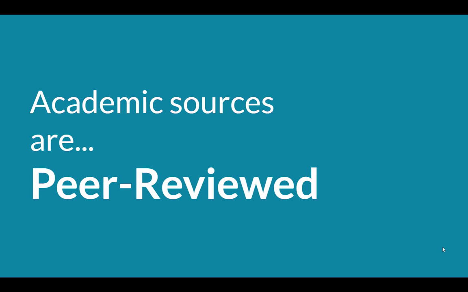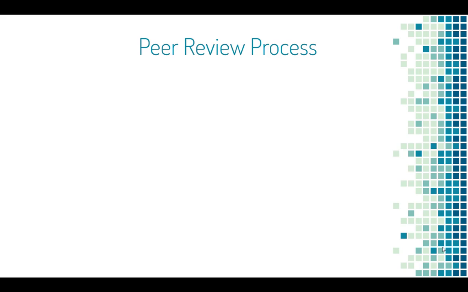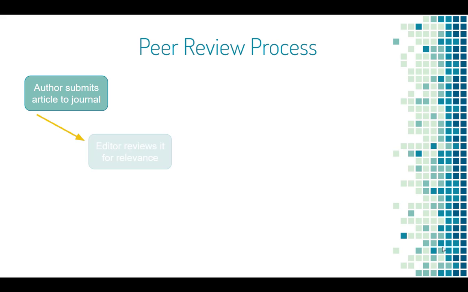Academic sources are peer-reviewed. Now, let's go over the peer review process. First, to begin the process, an author submits an article to an academic or scholarly journal. The next step is when an editor reviews it for relevance to determine if it is on topic for things that are currently happening within the field or is new and therefore of interest to others within the field.